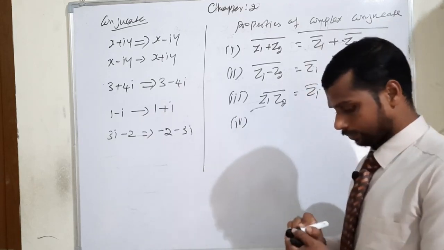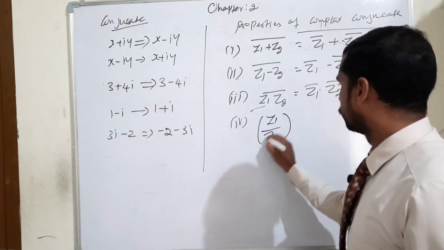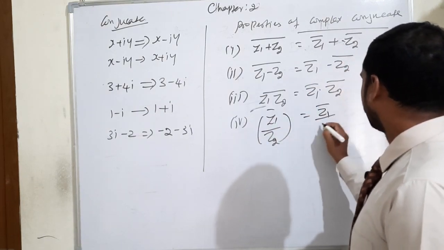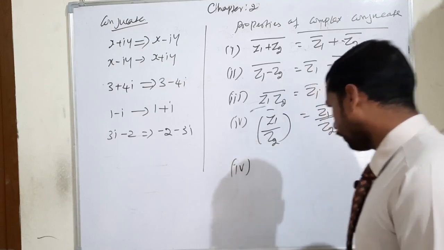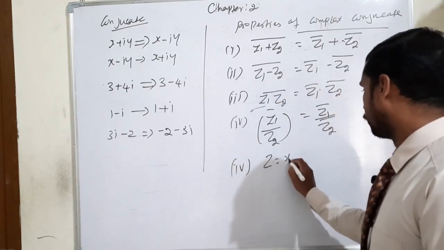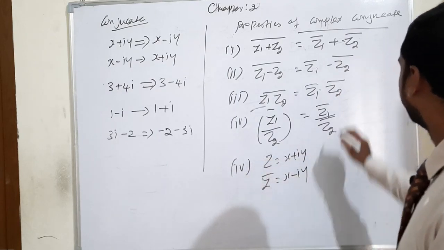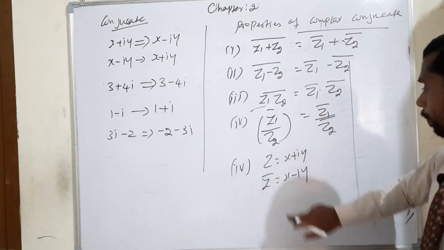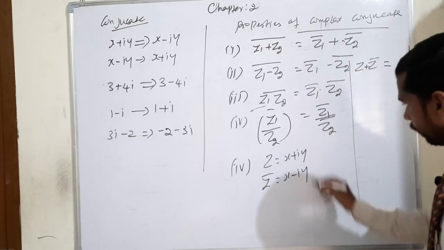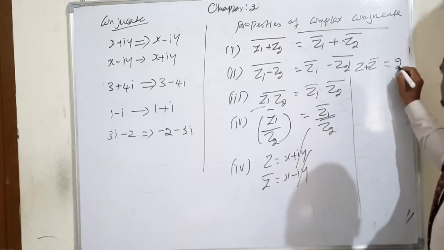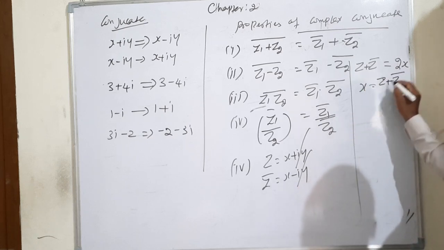Property number 4: Z1 by Z2 the whole bar is equal to Z1 bar by Z2 bar. Then property number 5: if you have Z equal to x plus iy, then Z bar is equal to x minus iy. If you add the two, Z plus Z bar equals 2x, because plus iy and minus iy cancel. Therefore, x is equal to Z plus Z bar by 2.